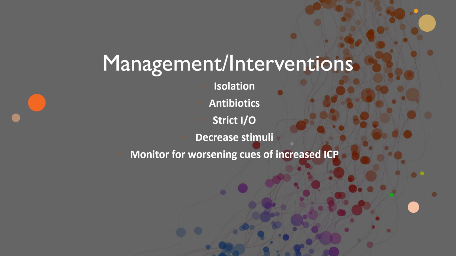We do strict I's and O's, and as nurses, we should decrease the stimuli to the patient. There shouldn't be 20 family members in the room talking, laughing, bothering the patient. There shouldn't be TVs and computer screens. They should be allowed to rest and be in a calm, dark environment. And then we're going to monitor them for worsening cues of increased intracranial pressure.